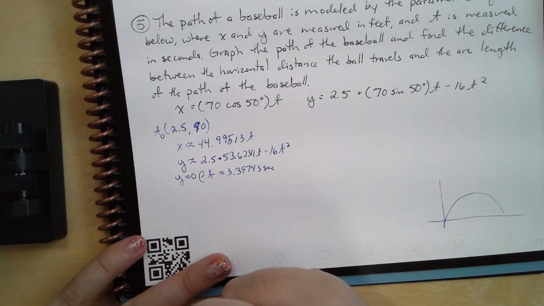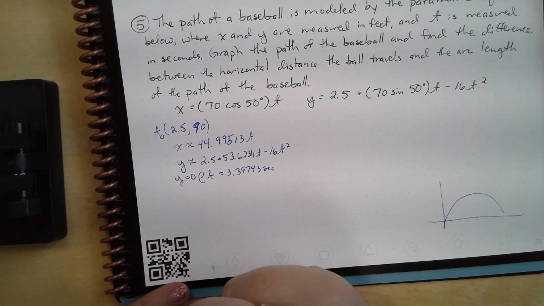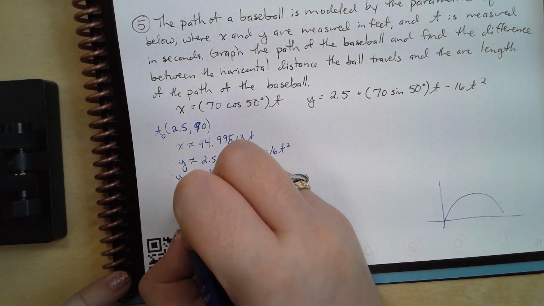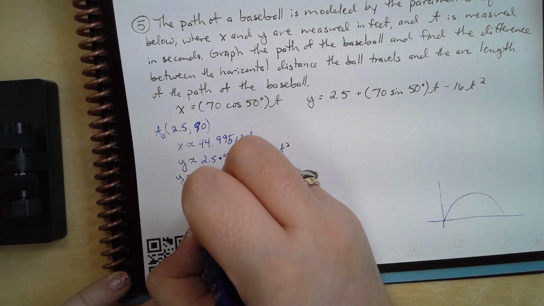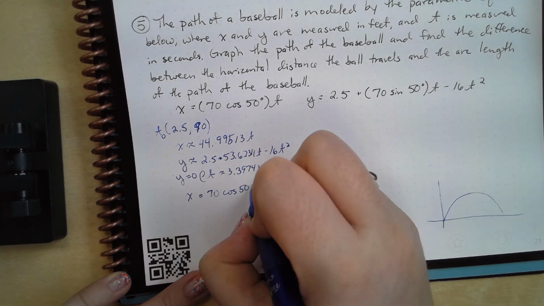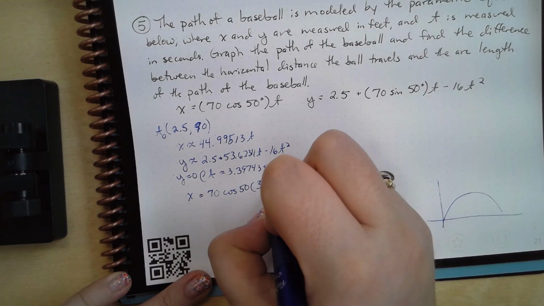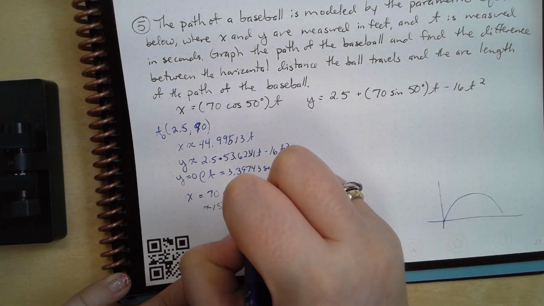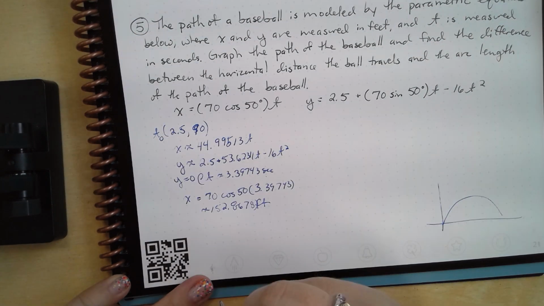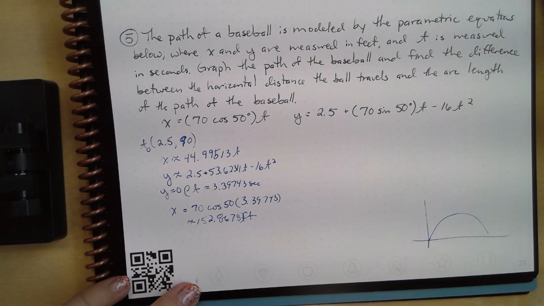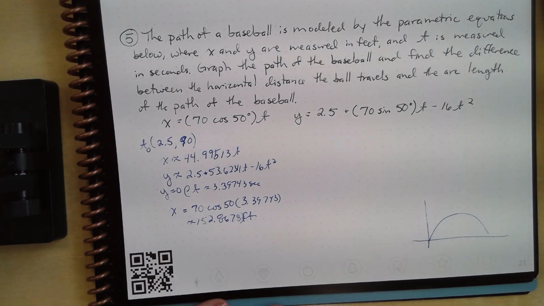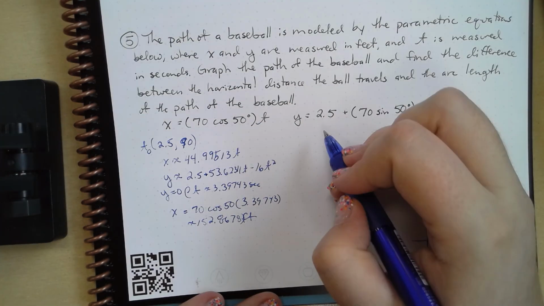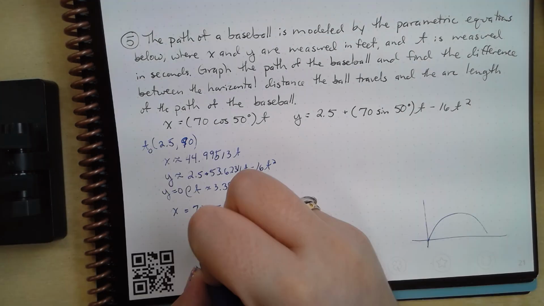So when t is this many seconds, x is going to be equal to 70 times the cosine of 50 times 3.39743, which is about 152.8678 feet, right? Okay, so now we can actually calculate what, like this is our distance here, right? So now, excuse me, this is our horizontal distance. And now I can calculate that actual arc length.